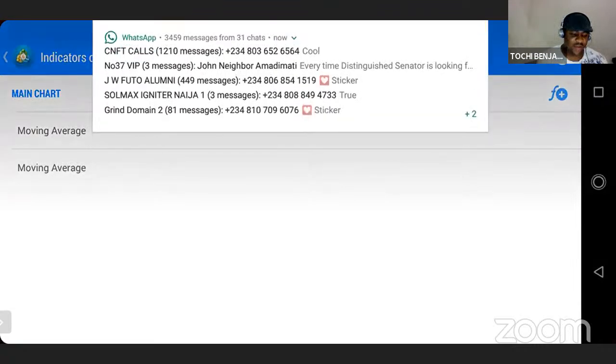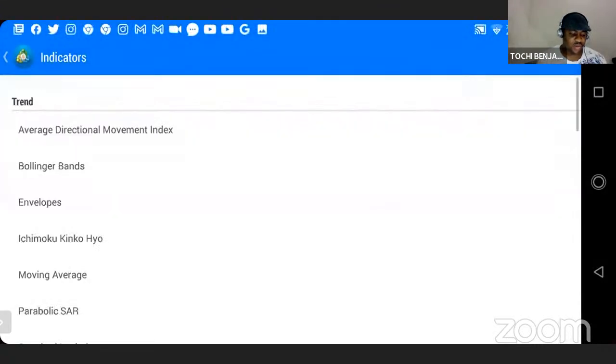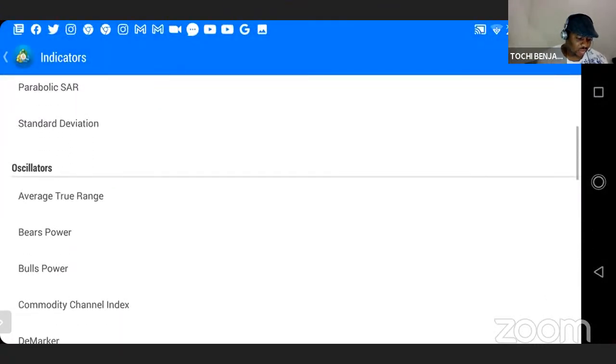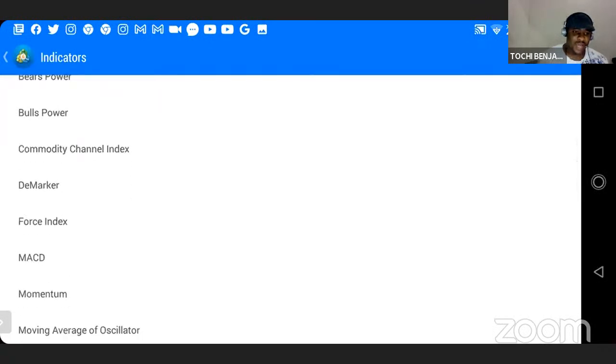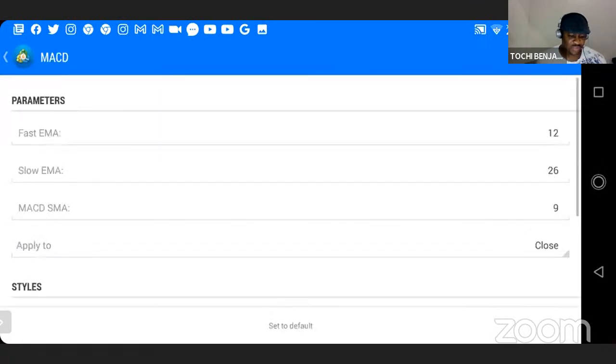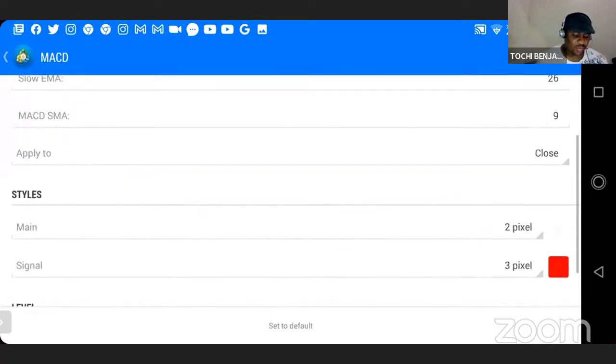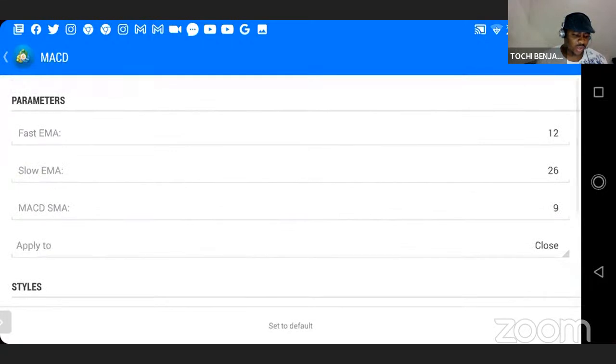So I want to go back and get my MACD. I'll click on that F plus. I'll look for MACD under oscillator, and click on MACD. I told you it's default. Don't worry about it. So we'll just click OK.